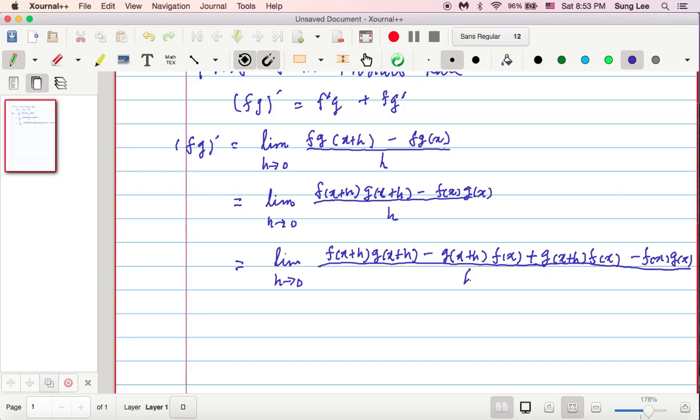Okay, all over h. So now you see that these two terms have a common factor, which is g of x plus h. So what I'm going to do is factor it out. So the limit as h goes to 0, if you factor it out, what remains is f of x plus h minus f of x all over h, times g of x plus h, which I am factoring out.